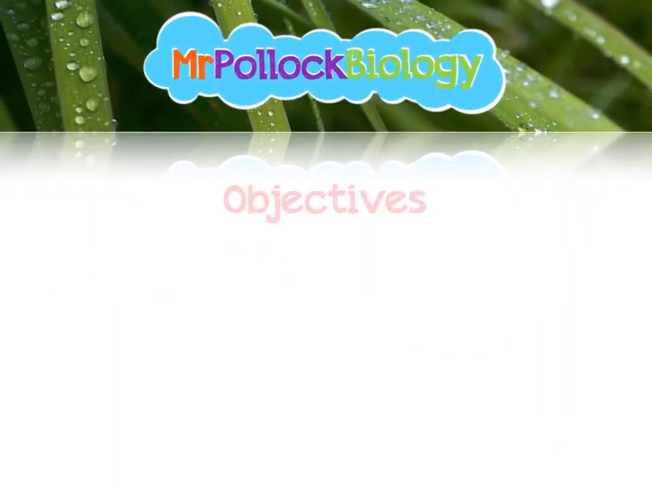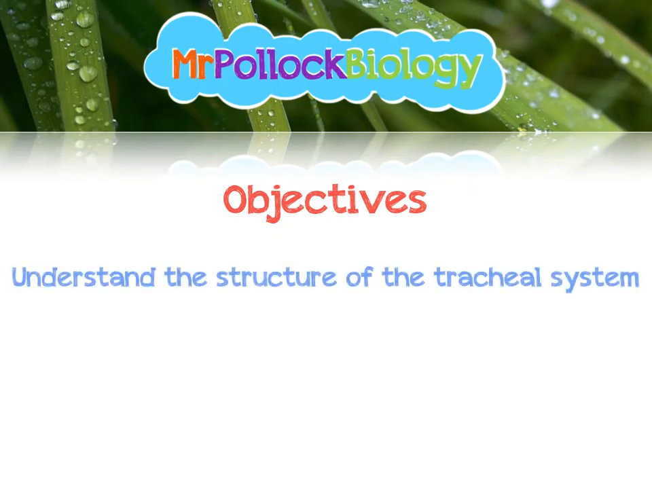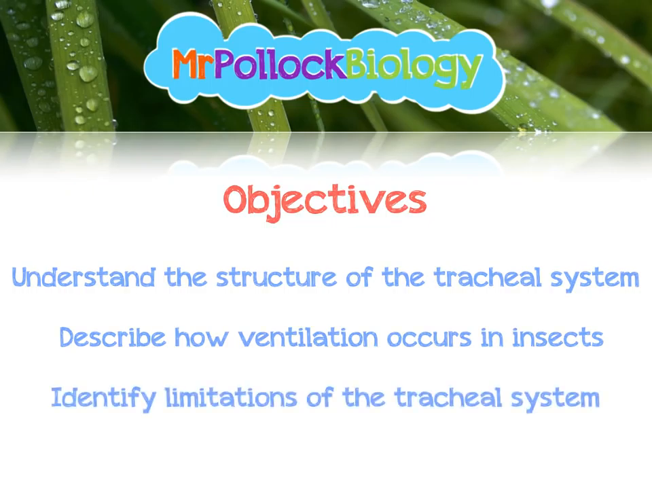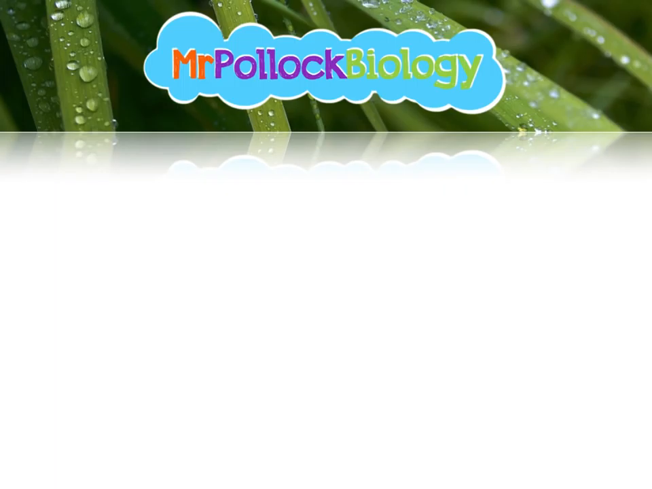This time we're looking at gas exchange in insects from AQA AS level unit 2. Here are our objectives. We're going to understand the structure of the tracheal system, describe how insects ventilate themselves, and identify a couple of limitations of the tracheal system.